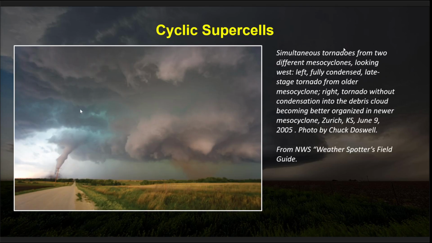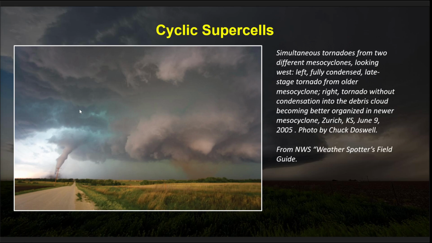Here's another example of a cyclic supercell in Zurich, Kansas. Again, note that there are simultaneous tornadoes from two different mesocyclones. To the left, there's a fully condensed late-stage tornado from an older mesocyclone. To the right, there's a tornado without condensation in the debris cloud, which is becoming better organized in the newer mesocyclone. You see, both mesocyclones have tornadoes ongoing.